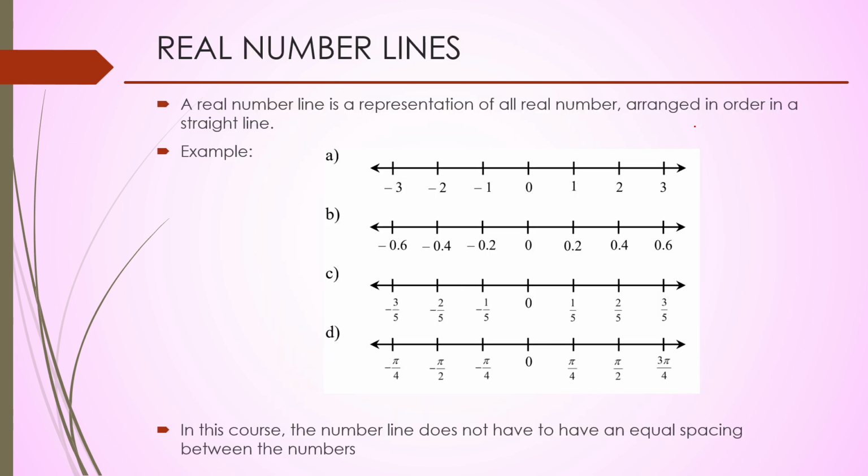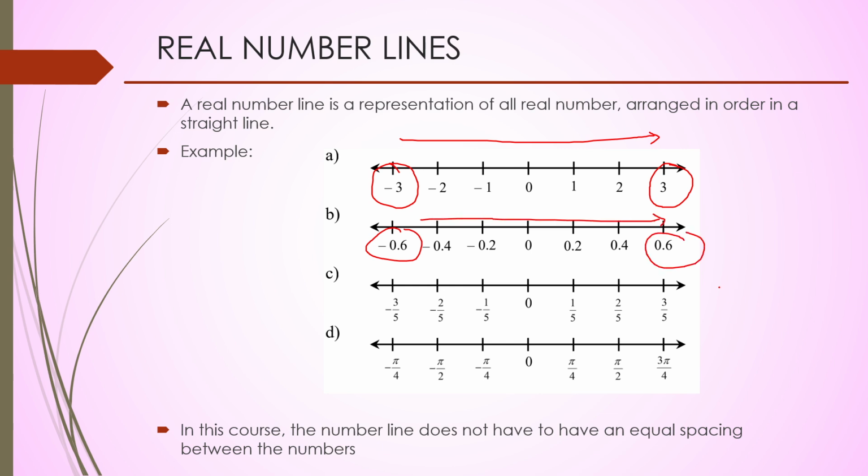Right, so let's talk about real number lines. So what are real number lines? A real number line is a representation of all real numbers arranged in order in a straight line. How we usually write it is that we start from the lower value at the left side, and then we arrange it to the right, and to the right we have a higher number. So smaller on the left, higher on the right. Same goes for here. So negative 0.6 at the left, and then we arrange it, bigger to the right, and so on.